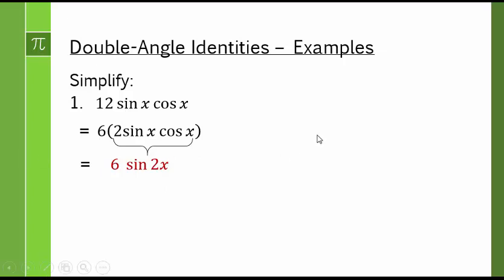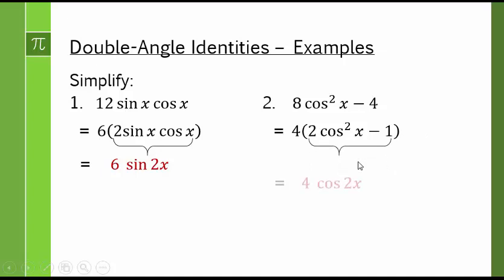Our second double angle identity that we're going to use to simplify is 8 cosine squared x minus 4. Again, you'll notice that this looks similar to one of our double angle formulas for the cosine. So we will factor a 4 out of this and have 4 times the quantity of 2 cosine squared x minus 1. 2 cosine squared x minus 1 becomes the cosine of 2x, and we have the 4 in front.